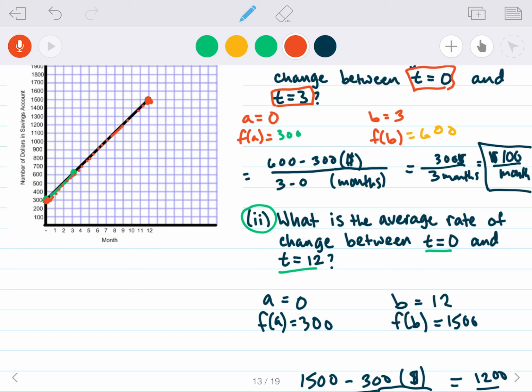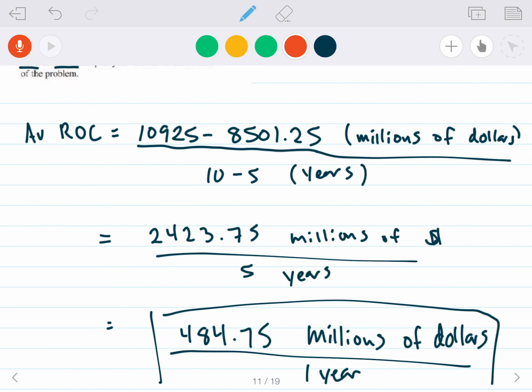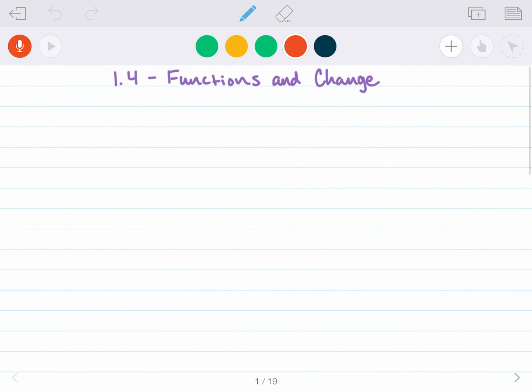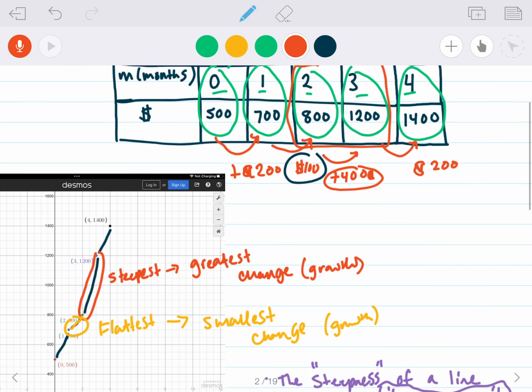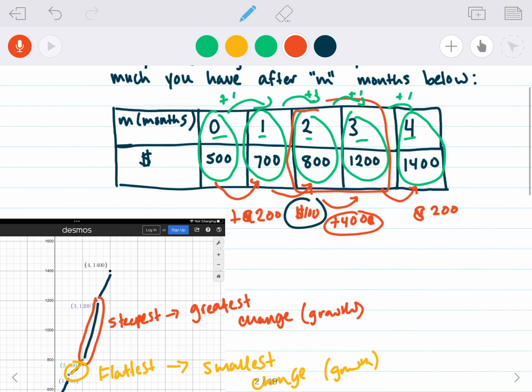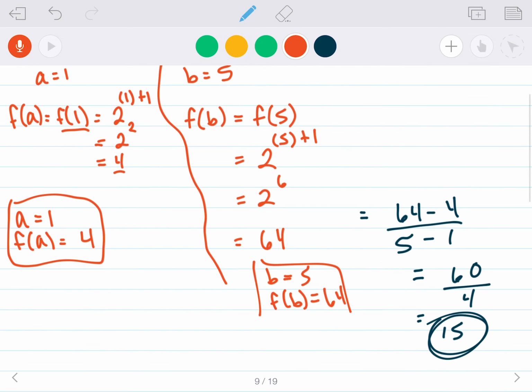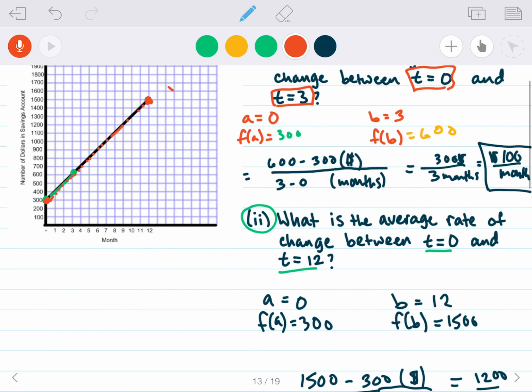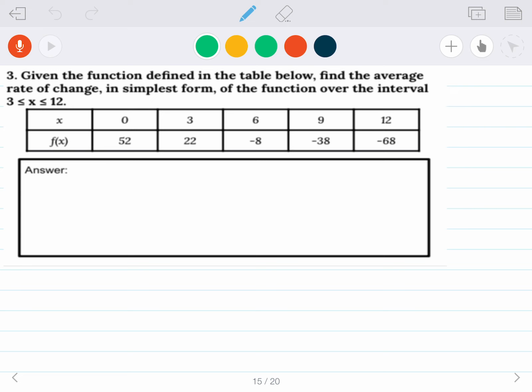It's a constant rate of change, as opposed to this first example, he saved $200 this month, he saved $100 this month, he saved $400 this month, and so forth. That was not a constant rate of change, but this guy is special. This is a constant rate of change here. Okay, so let's do some more examples where we're computing the average rate of change.